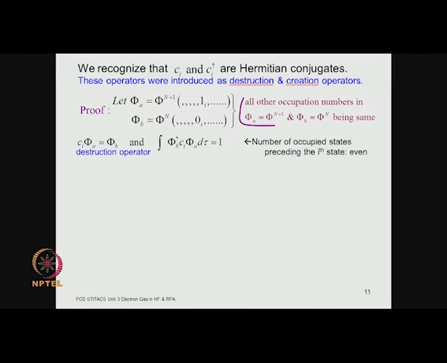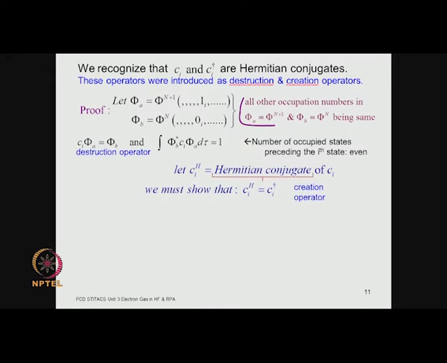You can use the destruction operator on phi A and you will get phi B, and naturally you will have the normalization integral, because you can destroy a particle from phi A in the ith state and you will get phi B. So, essentially you get the normalization integral for the quantum state phi B. Okay. So, this is the normalization integral.